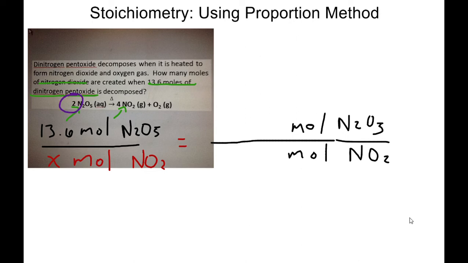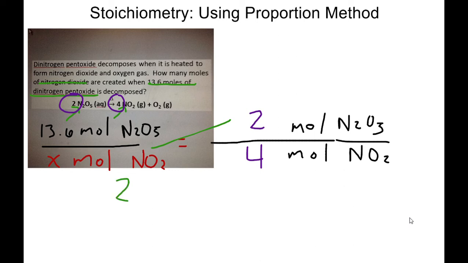The coefficient for dinitrogen pentoxide, or N2O5, happens to be 2. So let's insert it where it belongs, on the top with N2O5. The coefficient for NO2 belongs on the bottom, which happens to be a 4. We have the problem set up. Now all we simply need to do is use our algebra to solve for the unknown. Recall we cross multiply to solve for the unknown.